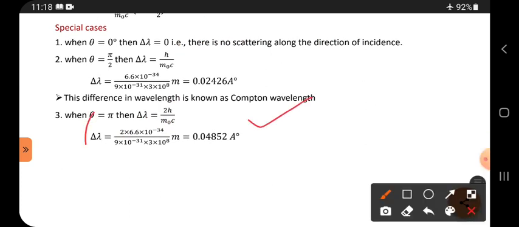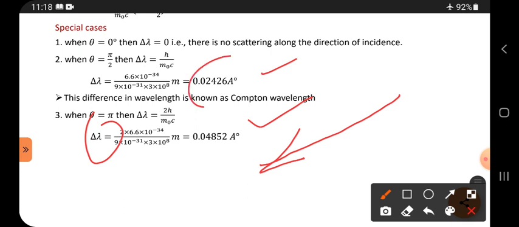Okay, so the wavelength is increased. When x-rays are scattered at 180 degrees, the wavelength becomes double. So this is the wavelength shift at 90 degrees, and this is the wavelength shift at 180 degrees.